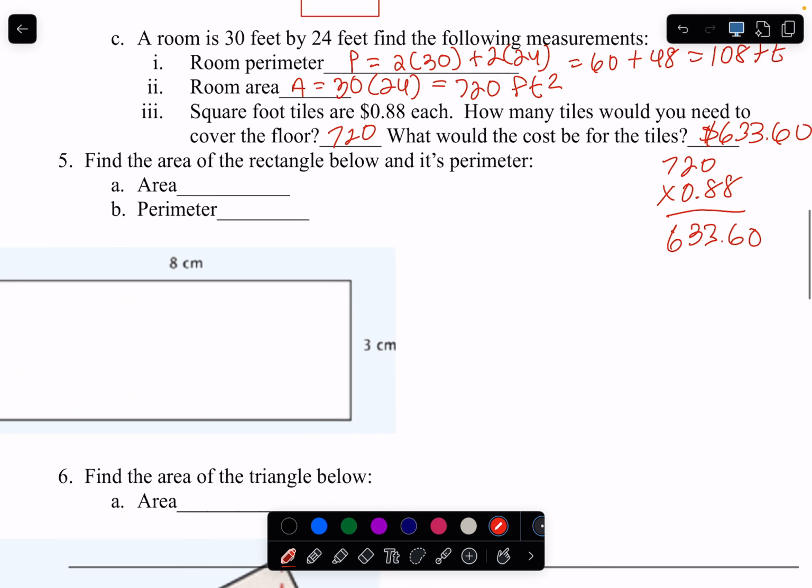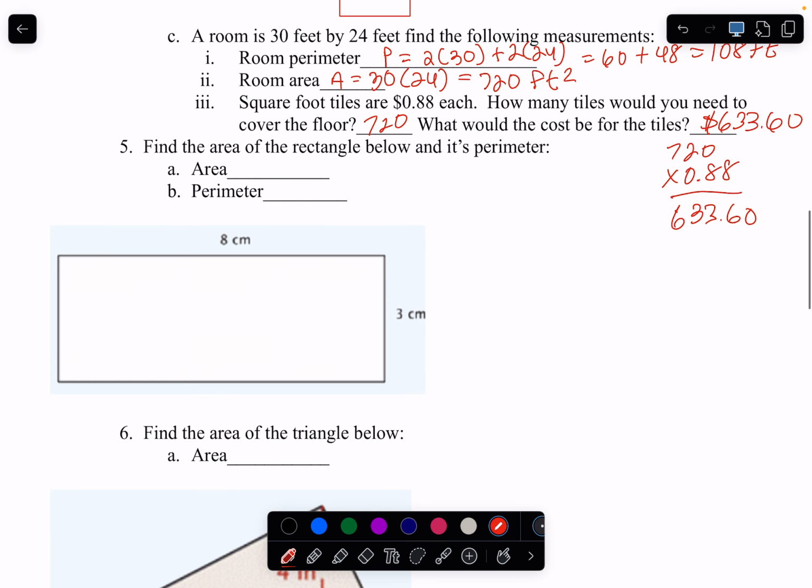Okay, next. On the test, I'm going to give you just some shapes, and I'm going to ask you for area and perimeter. Okay? So for this one, to find the area, what kind of shape is it? Rectangle again, and so our area would be 8 times 3, or 24. What kind of units do we need on the area? Centimeters, but we need one extra thing. Squared. Okay, so that's square centimeters.